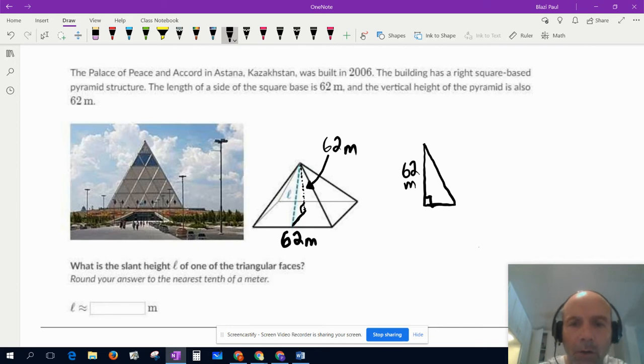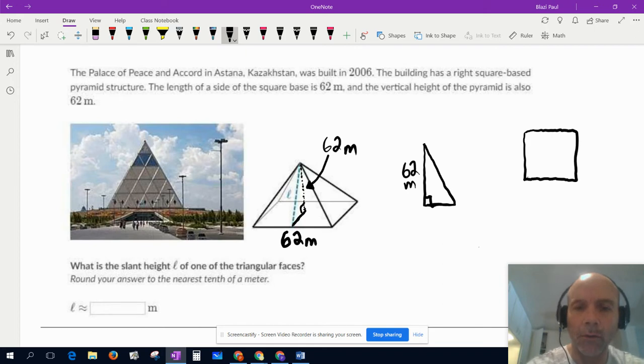But what I wanted to do is draw the base. Let's just say I draw the base of this pyramid. We know it's a square. I want to convince you of this side right here. We need to find this side on the triangle. This is the square base here. We know that this is 62. We know the whole base is 62, right?